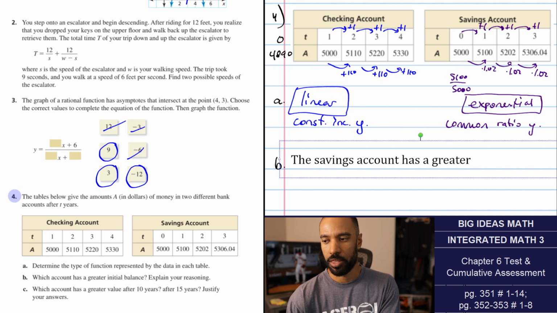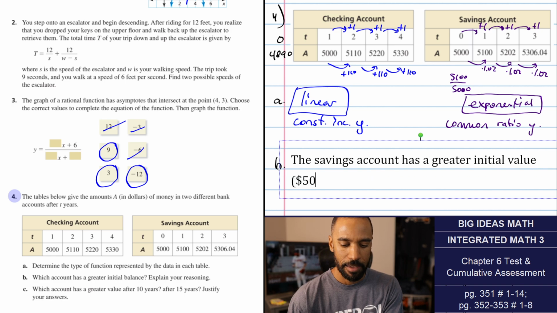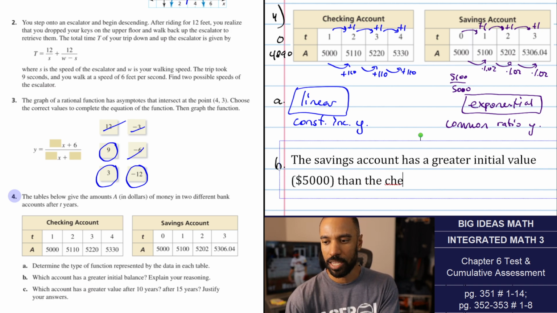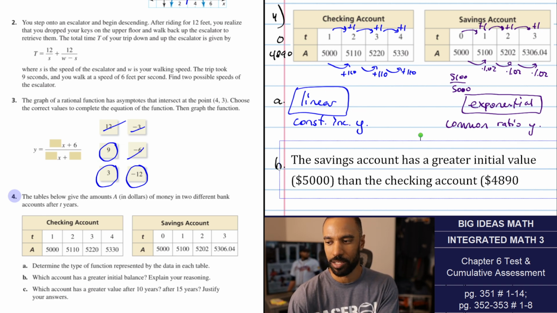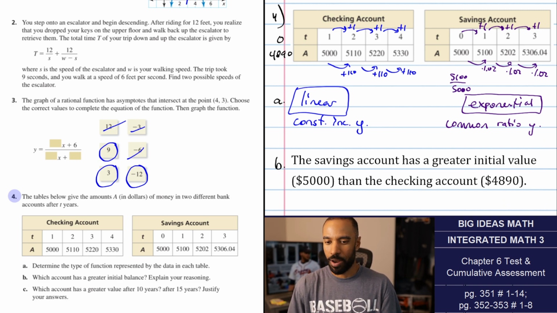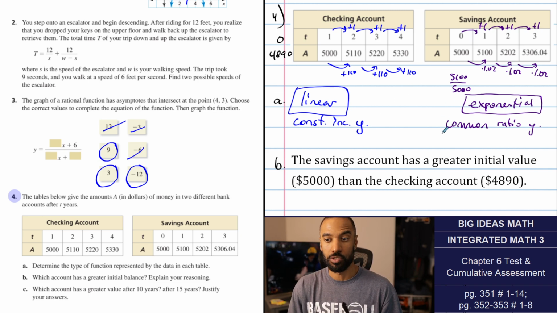There's not much to explain other than say what the values are. Initial value of 5,000, then the checking account, which you'd subtract the 110 to get 4890. I hope that calculation's right. It seems basic enough to be able to write, but I don't want to make a mistake on that. Part C, which account has a greater value after 10 years and 15 years? Justify your answers. What would be really nice is to come up with equations for both of these.